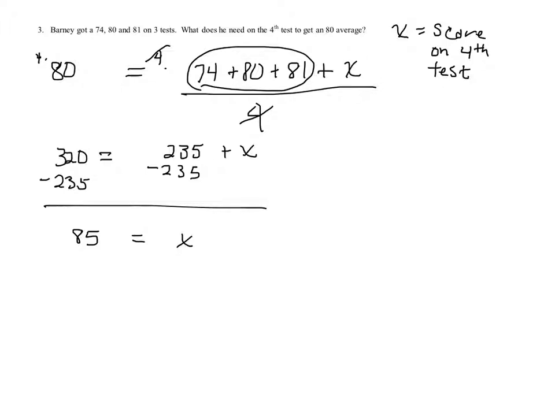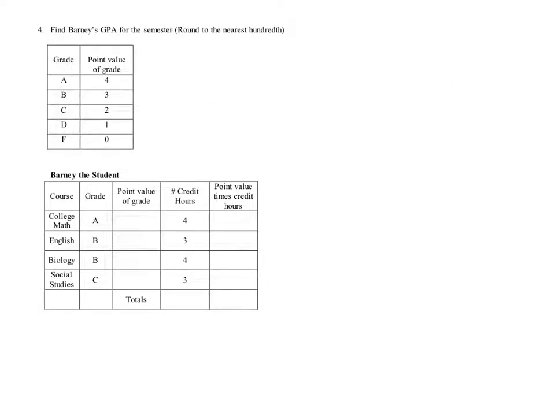The 74 killed him. So, next slide. Did you ever want to know how to figure out your GPA? Well, I'm going to tell you, and we're going to round to the nearest hundredth. That means 2 decimal places.